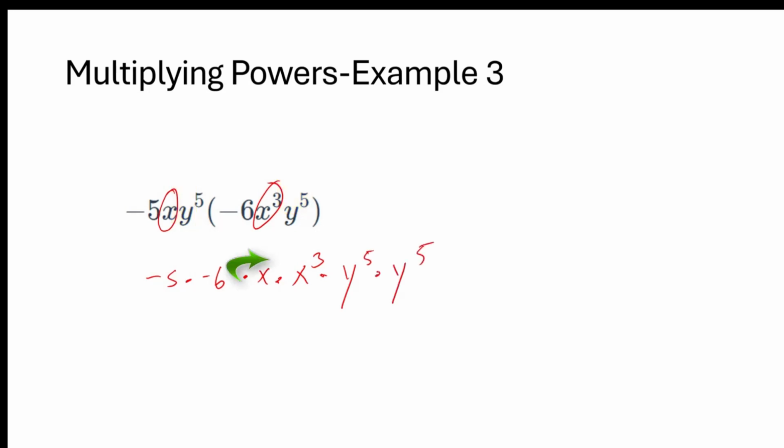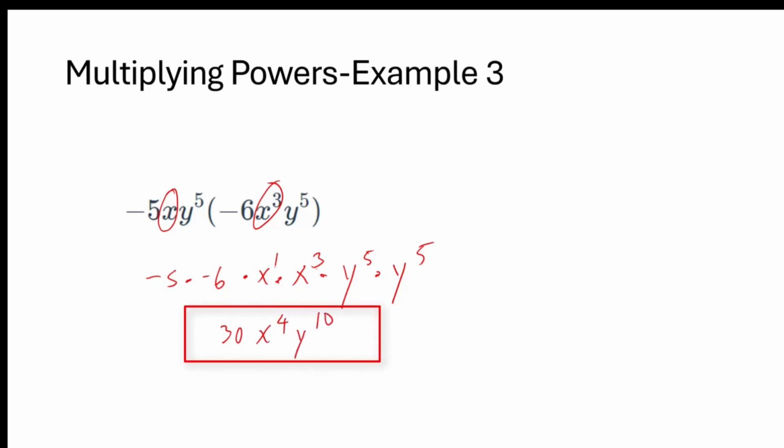As a result, 5 times 6 is simply going to be 30. Now here, there's an invisible 1 there. 1 plus 3 is going to be x to the 4. And then 5 plus 5 is going to be y to the 10. So that completes that problem for example 3.